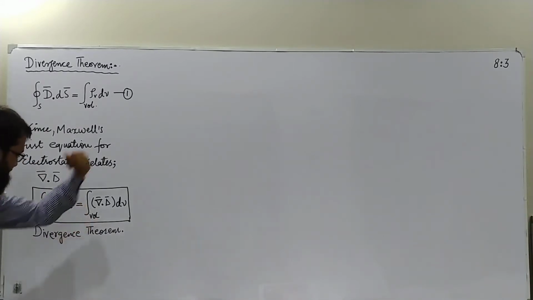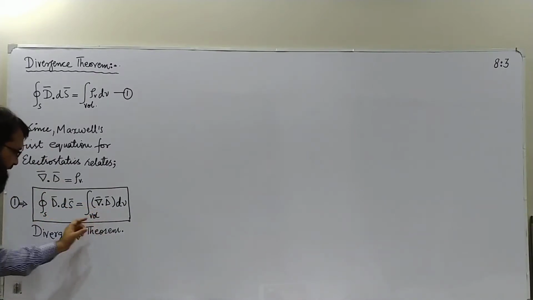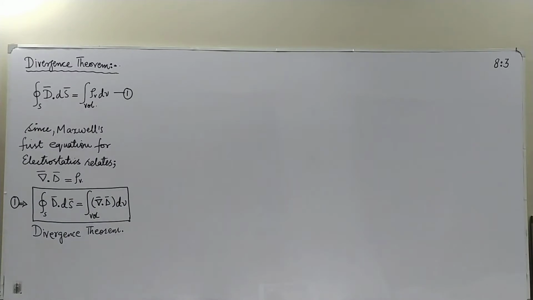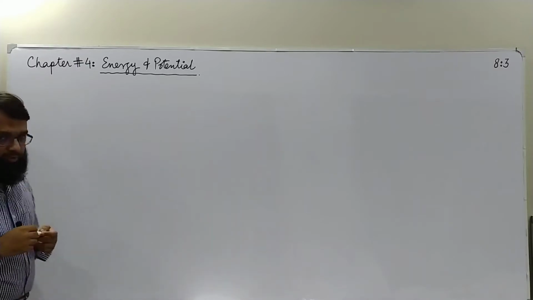If this is some other volume and this surface is some other surface which is not occupying this volume, then this relation has no meaning. So always remember that the divergence theorem is applied only to such cases where the volume is occupied by the closed surface. Okay, so now with this we can start chapter number 4, which is energy and potential.